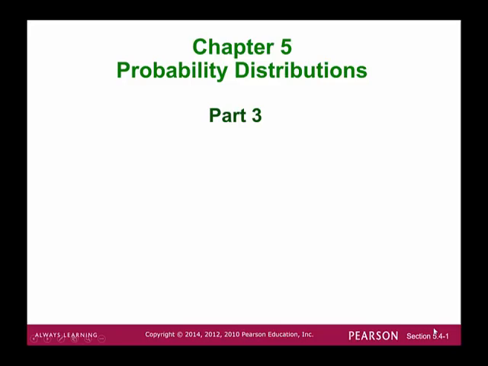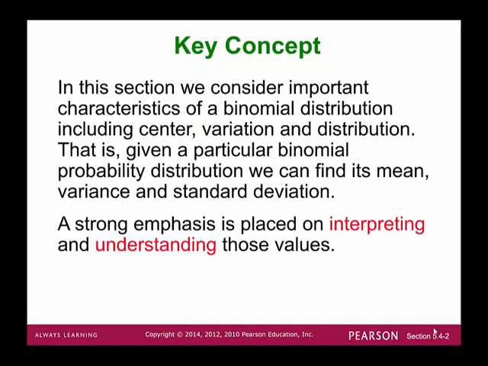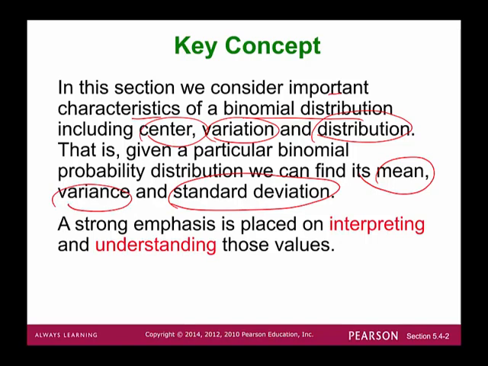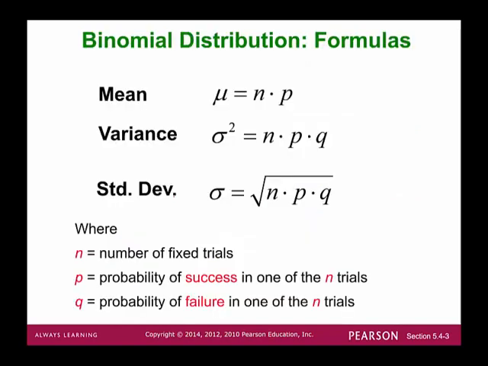Let's continue on chapter 5, probability distribution. In this session, we're going to consider important characteristics of the binomial distribution, including center, variation, distribution. And given a particular binomial probability distribution, you can find its mean, variance, and then standard deviation. And then we're going to emphasize how to interpret those values and understand those values.